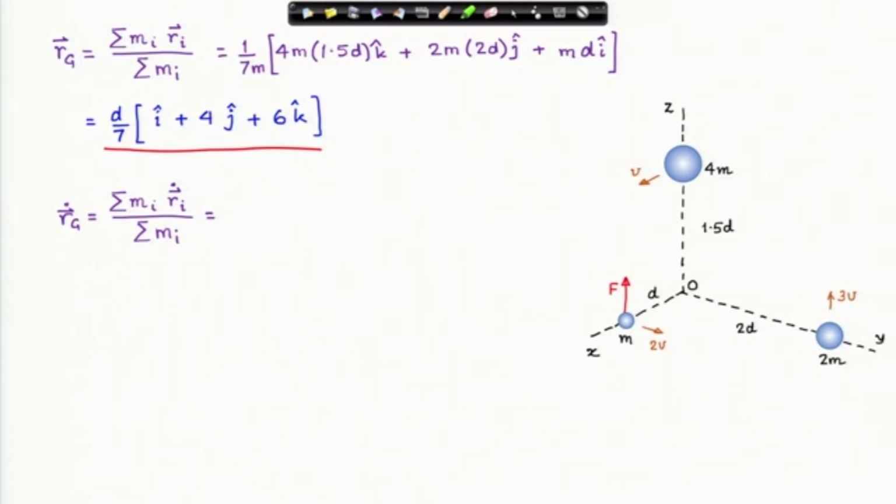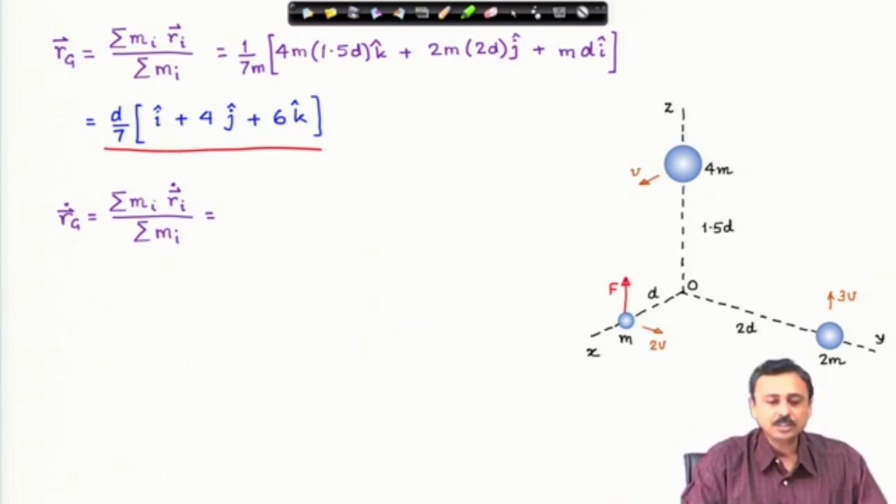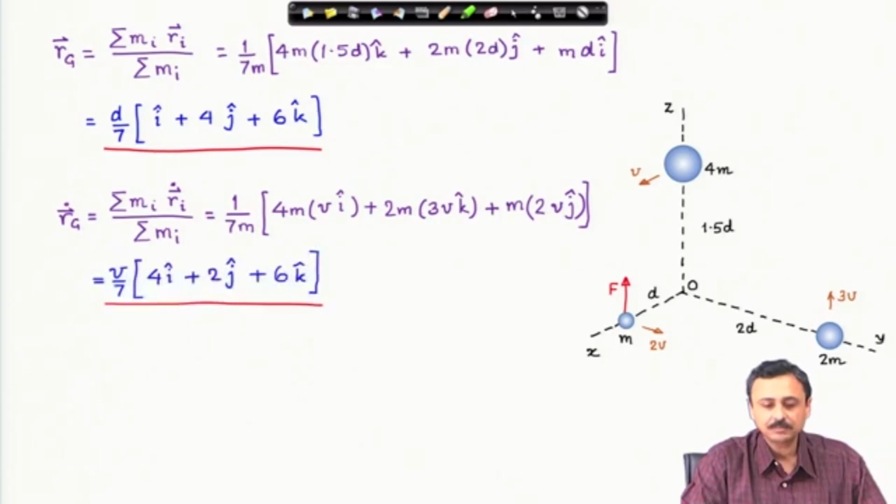Then we find out the velocity of the center of mass. We just differentiate this position vector of the center of mass with respect to time. The r_i dots are basically the velocities of the particles. So, r_i dot is the velocity of the ith particle, and these are all specified. We will express them as vector quantities and plug into the expression of r_G dot, and we obtain the velocity of the center of mass.